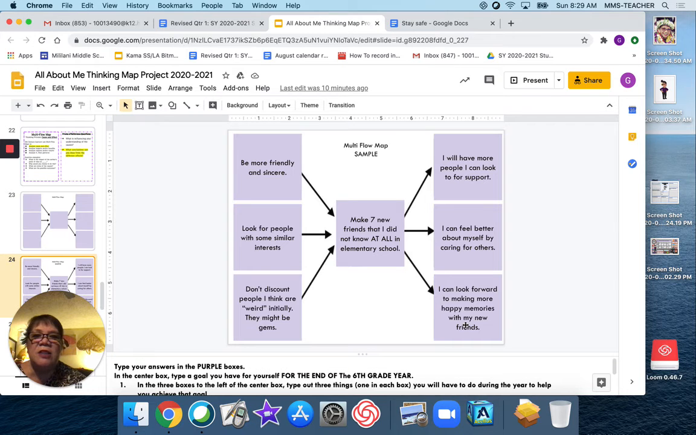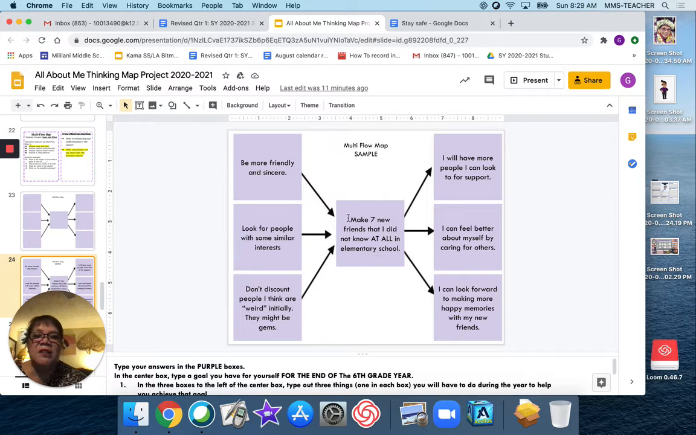So let's take a look at an example of this multi-flow map. Okay, say that your goal is you want to make 7 new friends that you did not know at all in elementary school. Okay, that's a goal. Make 7 new friends that I did not know at all in elementary school. So what do I need to do? And why do I want this goal?